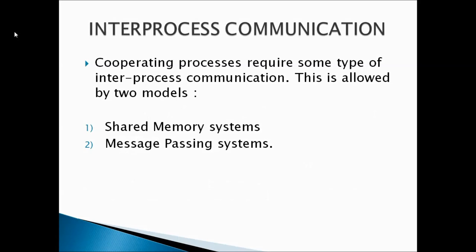Next, what is inter-process communication? As the name says, cooperating processes require some type of communication between them. That means two processes should be able to communicate with each other. They need to be in a position to exchange the information between them. In interprocess communication, there are two types. One is shared memory systems and another one is message passing system. Now we will discuss each type in detail.